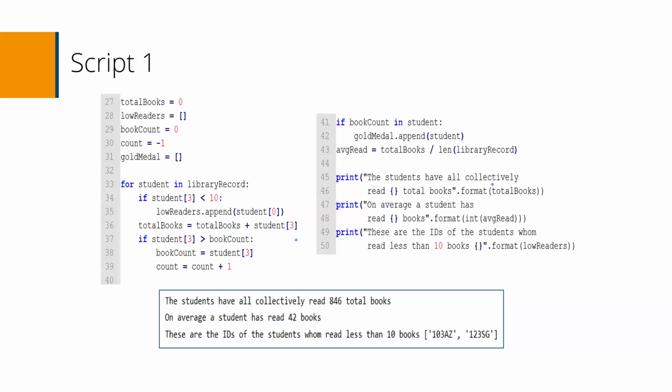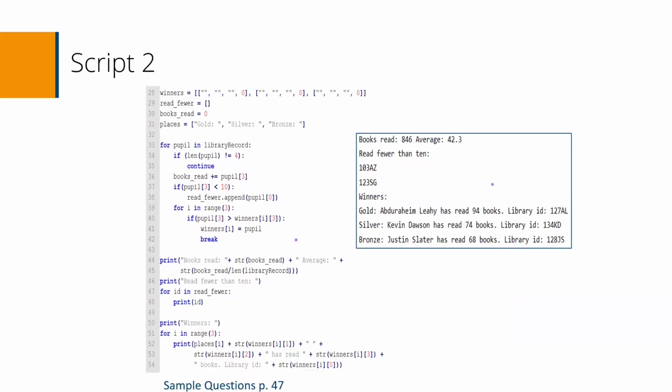Then looking at the second candidate. Okay, this is their output here in the box on the right, and they have identified the winners. They have identified how many books are read, they've put average, and they got the codes of the people that read less than 10. Not quite as good as we might want because it says read fewer than 10, just a number. It would have been better if they had put library ID or something there. So that will be that part of it.